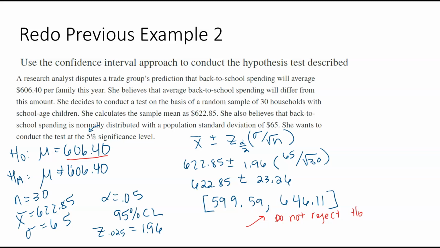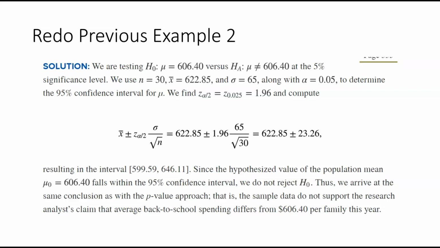So if we do not reject the null, if we recall here, let's go back. The researcher believes that it is different, but we're not rejecting the null. So there is insufficient evidence to support their claim. It doesn't differ, which is the same thing that we got in hypothesis testing, but just in a different example, or a different method, excuse me. So there is the solution, and that concludes section 9.2.